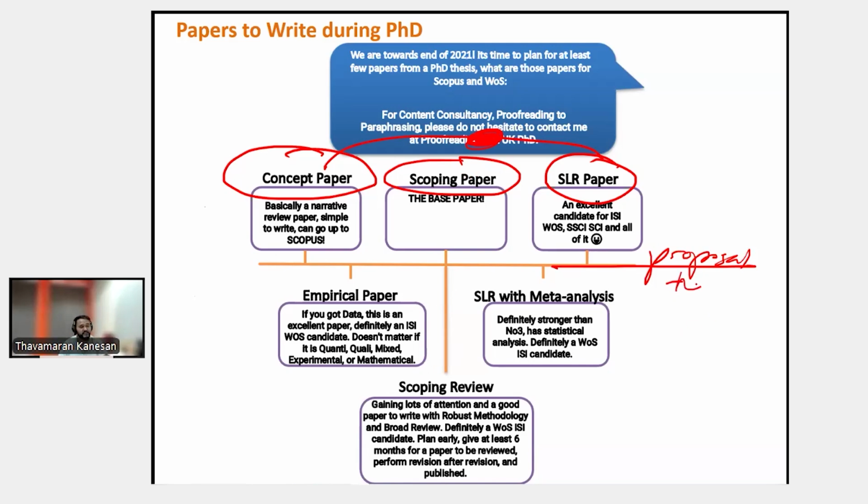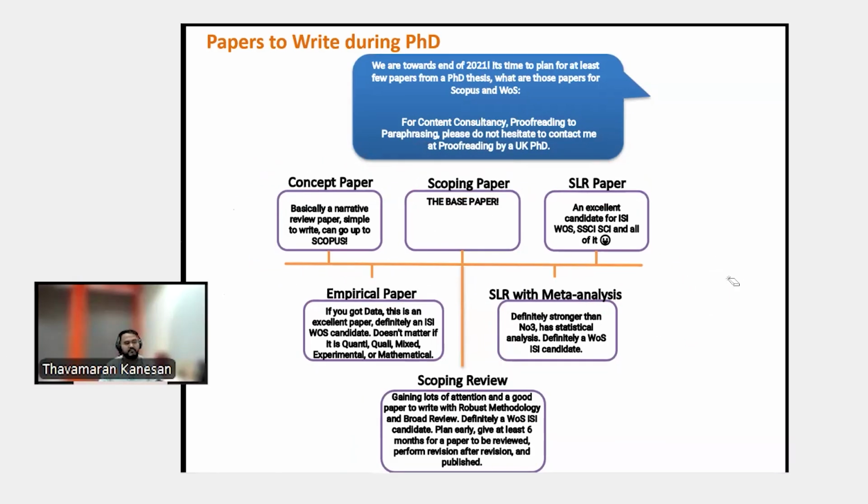After your proposal, you go to your thesis stage, you can write an empirical paper, SLR meta-analysis, or scoping review. If you're a person who wants to publish more papers, then you can do all those things. If you say, no, I just want to fulfill my requirements, then do this or do this and this. Just two papers. Okay?